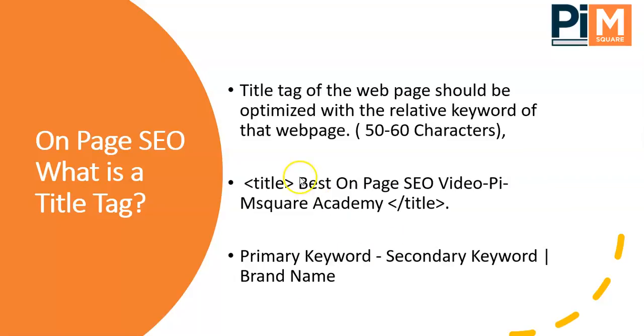I have given an example here: best on-page SEO video and Pi-MSquare Academy, which is our brand name. Best on-page SEO video is my primary keyword, or the long tail keyword. I have not used the secondary keyword because my brand name, my academy name, is lengthy, so I felt it should be less than 60 characters. We should use either the primary keyword and a brand name. If you feel that your primary keyword, secondary keyword and brand name together are less than 60 or 65 characters, it is better you go ahead with those titles.